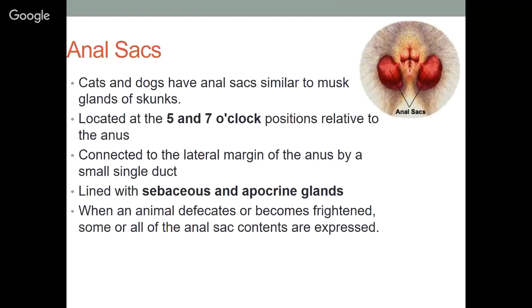Anal sacs. I know we're all excited to talk about this. If you didn't know this, cats and dogs have anal sacs similar to the musk glands of skunks. It smells almost as bad. Not quite, but almost as bad. They're located at the 5 and 7 o'clock positions relative to the anus, and this picture depicts it. Obviously, skin covers over top of those anal sacs. You don't see them from the outside. They're connected to the lateral margin of the anus by a single small duct.